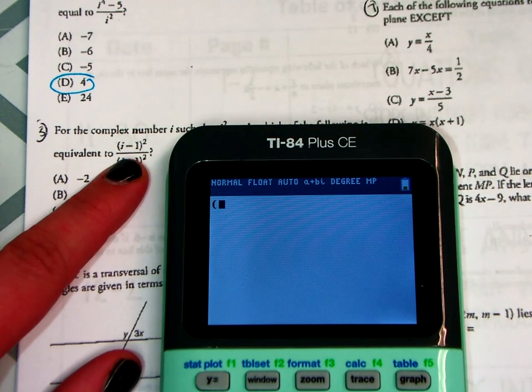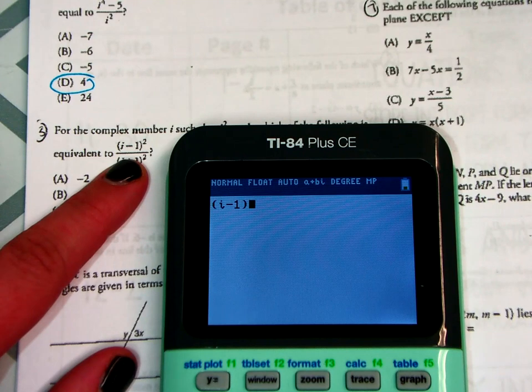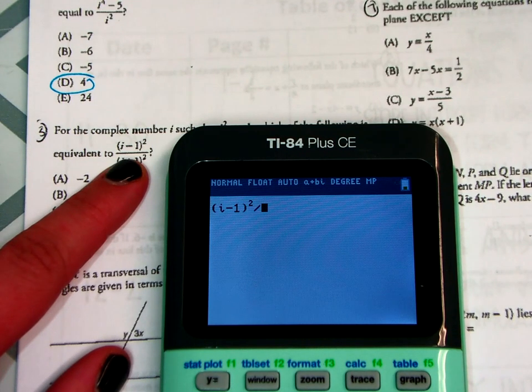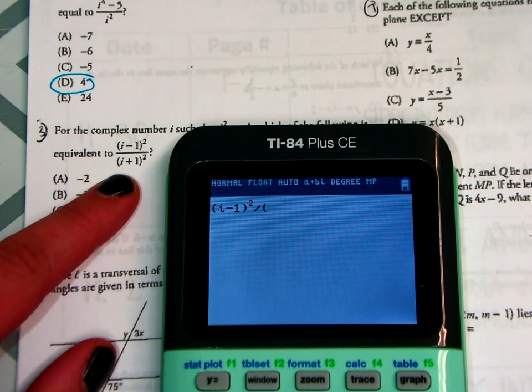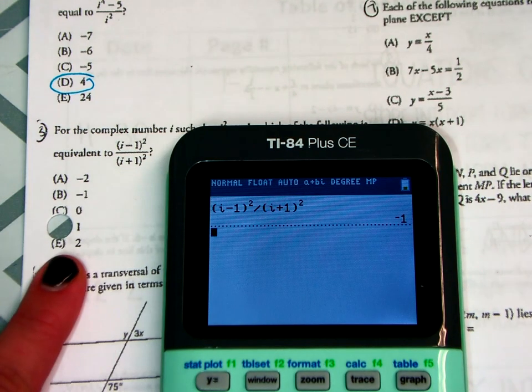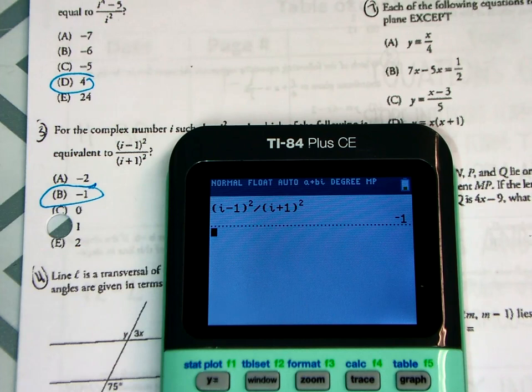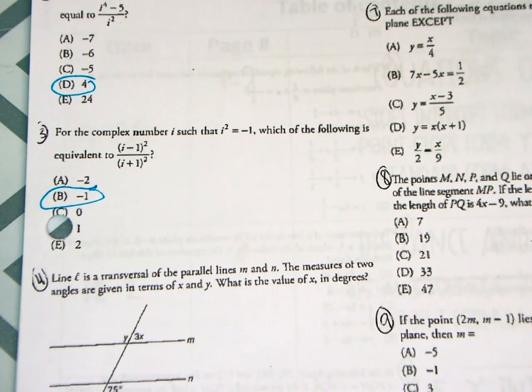Next, parenthesis, i minus 1 raised to the 2 divided by parenthesis, i plus 1 raised to the 2. Gives me an answer of -1. So again, on these, I would not waste my time. I would just do the calculator. Make sure it's in complex mode and use your calculator.